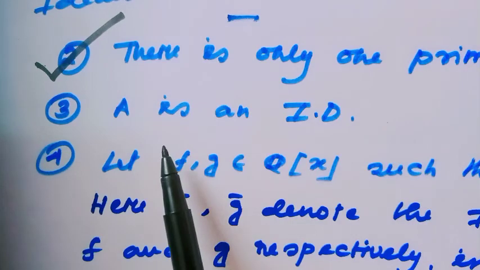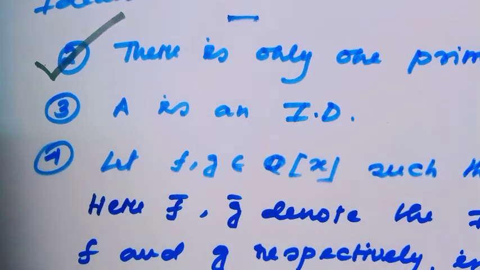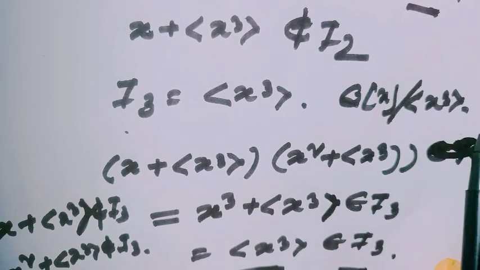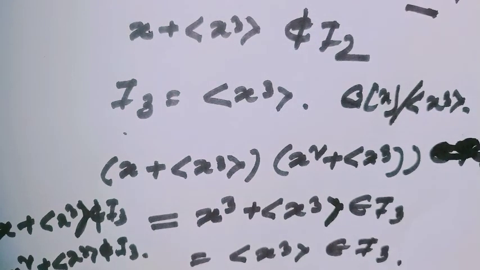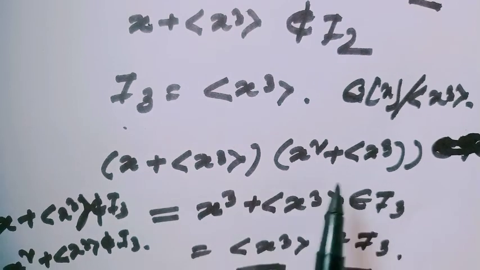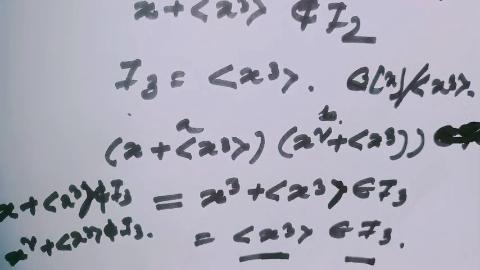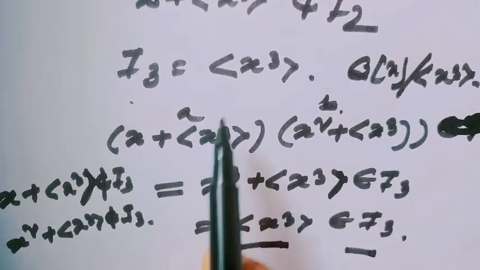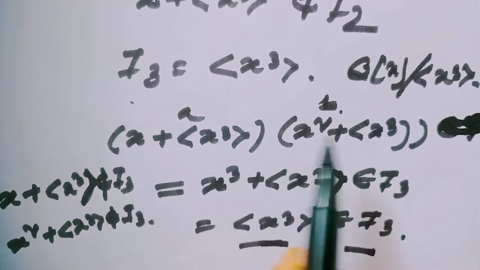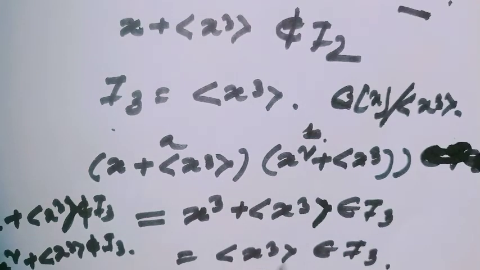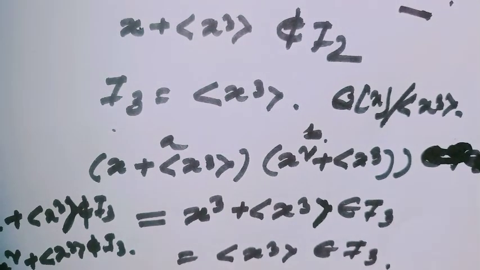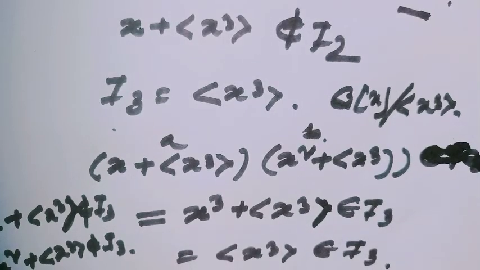Well, option 3 says A is an integral domain. This is always an easy option. In the ring Q[x] modulo the ideal generated by x^3, I3 is the zero element. If we consider this product, consider this is A and this is B, notice their product is 0, but neither A equals 0 nor B equals 0. That means this ring contains zero divisors. Are you getting the idea? That means the ring A is not an integral domain.